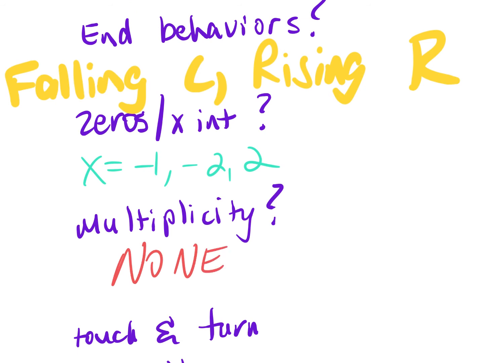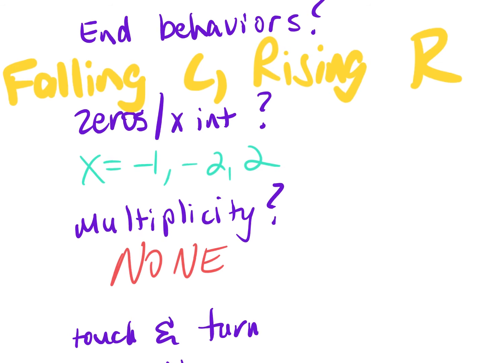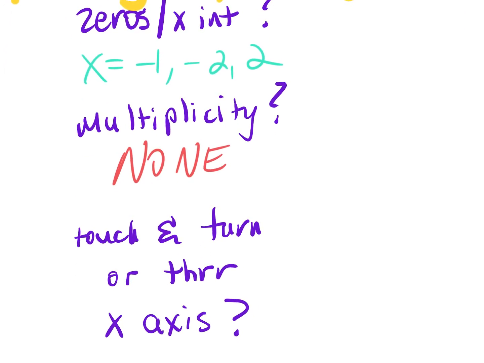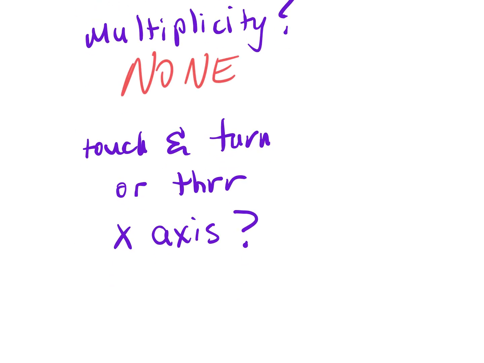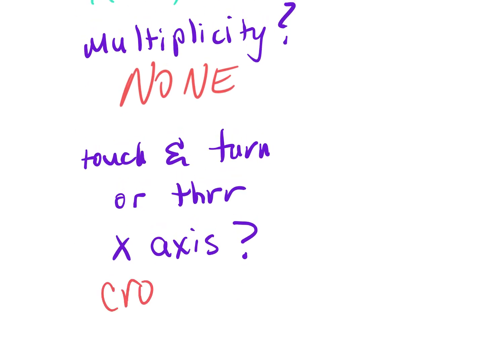Understand that negative 2 and positive 2 are two very different places on the graph. So if you have no multiplicity, or if you have each answer just one time, think about what 1 is. 1 is an odd number. So is it going to touch and turn at the x-axis or cross through? It's going to cross through.